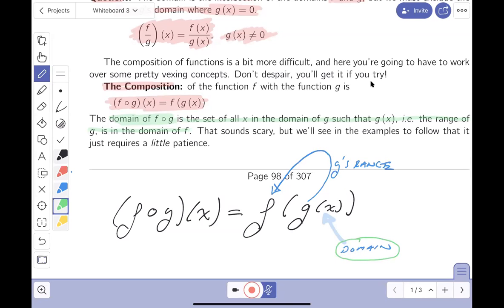Some students collapse at this point. They say they can't do it. We're saying give it a try. We'll go through examples. It sounds scary. It really does. But we'll see in the examples to follow that it just requires a little patience on your end. And in education, it does require patience, by the way. All right, let's keep going.